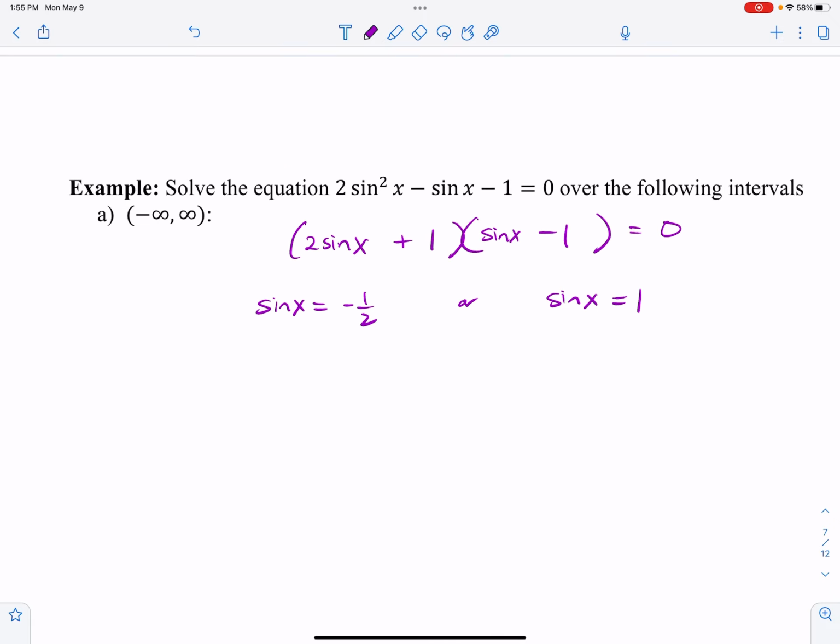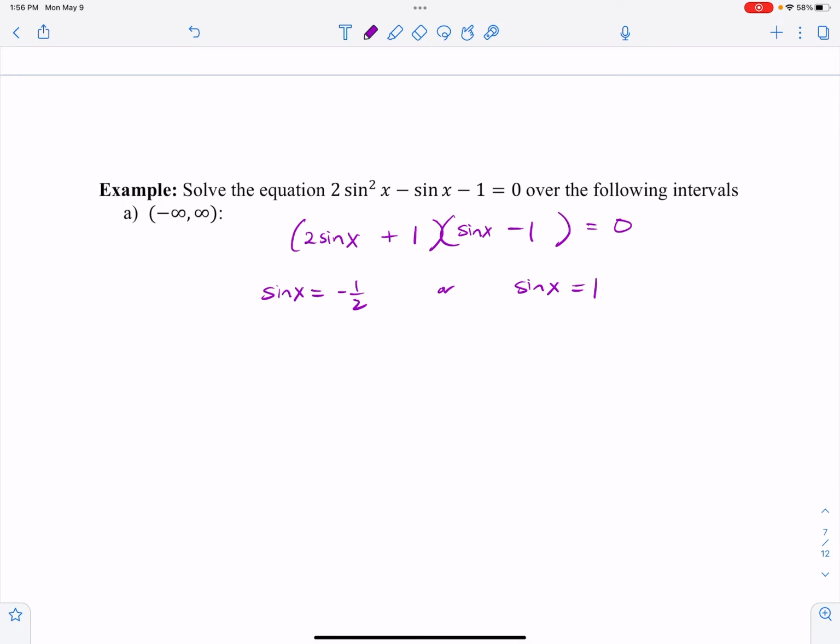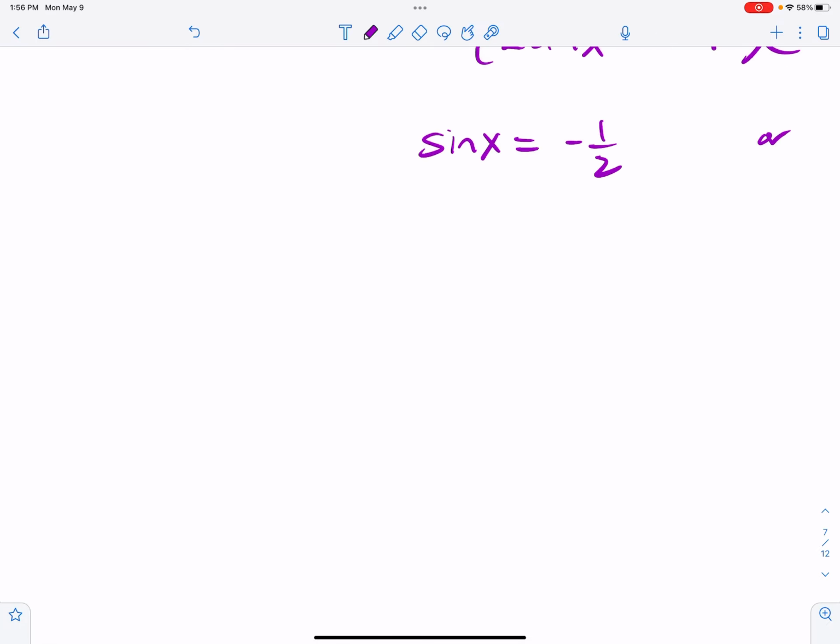And then we just need to come up with the general solution set to each of these equations. So in the equation where sine of x is equal to -1/2, I'm thinking, okay, sine is negative in quadrant 3 and 4. So the angle from quadrant 3 would be 7 pi over 6.